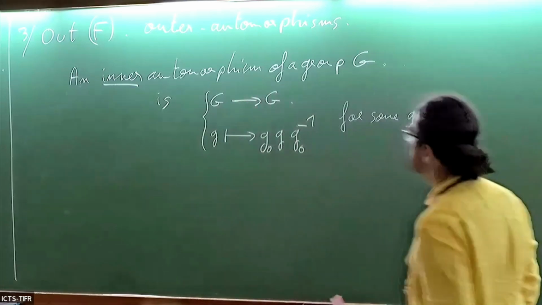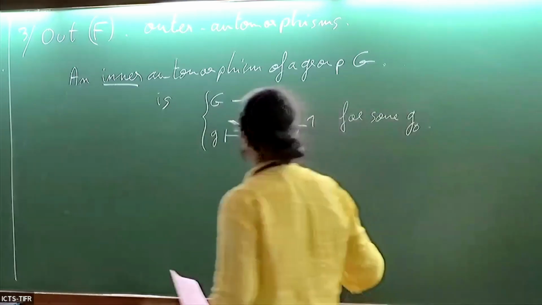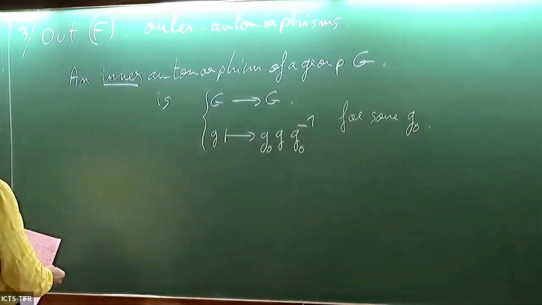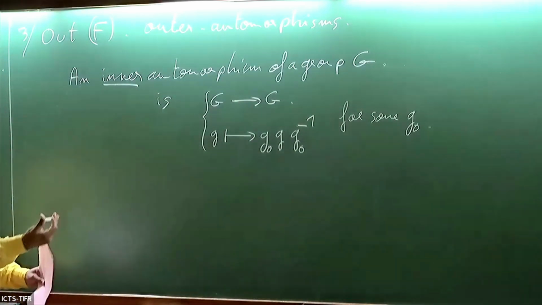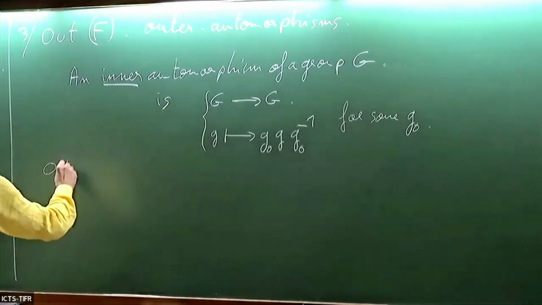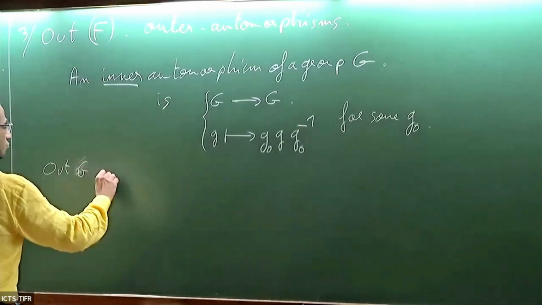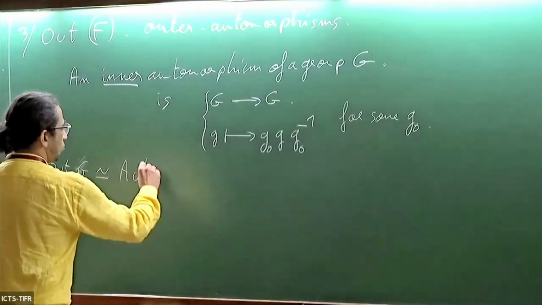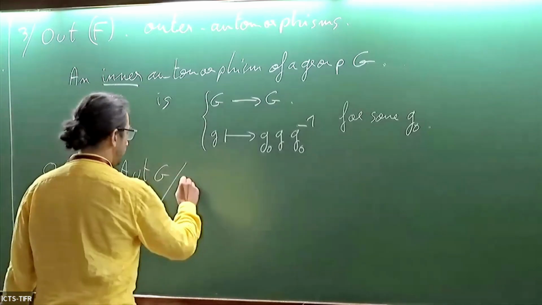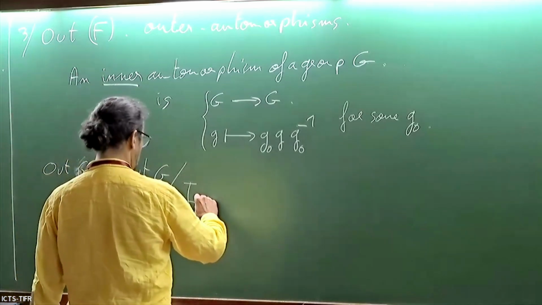It's just an automorphism given by the conjugation by an element. They form a group of all inner automorphisms, and Out G is just the group of automorphisms quotiented by those ones that we are not interested in.